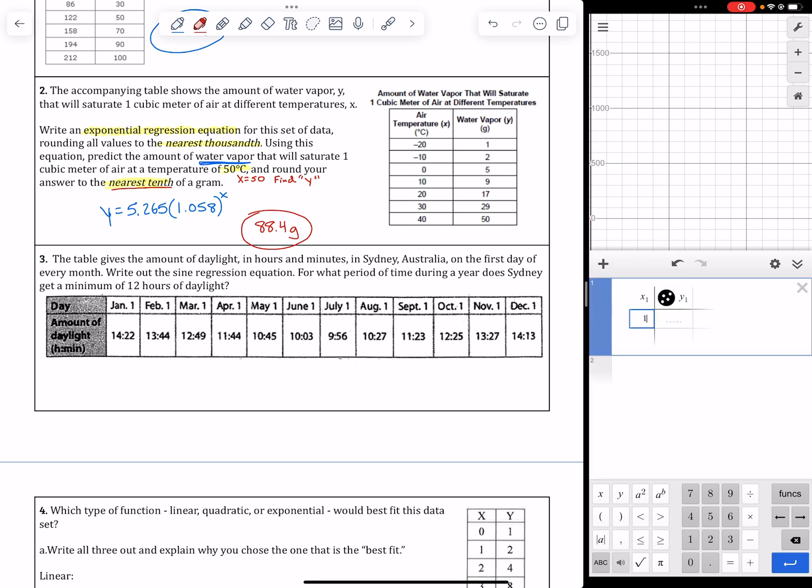So for the months, I'm just going to put 1 through 12 in my X values. And then for the time, I'm just going to turn those into a decimal. So 14.22, 13.44, because it's like military time, so it works as a decimal for now.